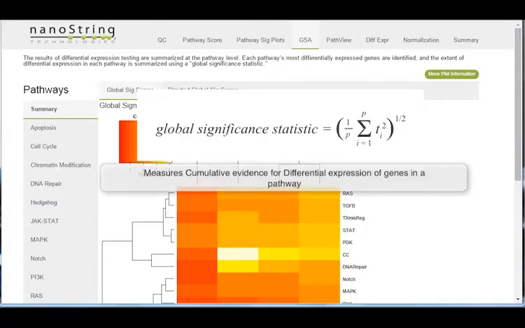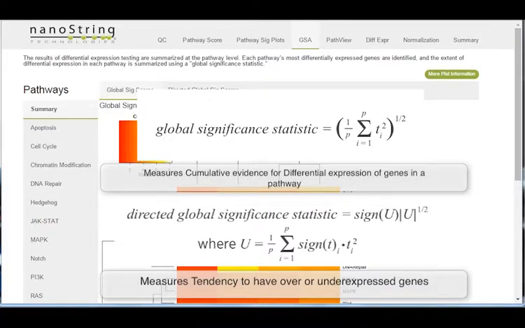The global significance statistic measures the cumulative evidence for the differential expression of genes in a pathway. It is calculated as the square root of the average squared t-statistic of a pathway's genes. The directed global significance statistic is similar in spirit to the global significance stat, but rather than measuring the tendency of a pathway to have differentially expressed genes, it measures the tendency of a pathway to have over or underexpressed genes. That is, it's directed. For each covariate, it is calculated as the square root of the average signed squared t-statistic. A pathway with both highly upregulated and highly downregulated genes can have a very high global significance statistic, but a directed global significance statistic that is relatively close to zero.